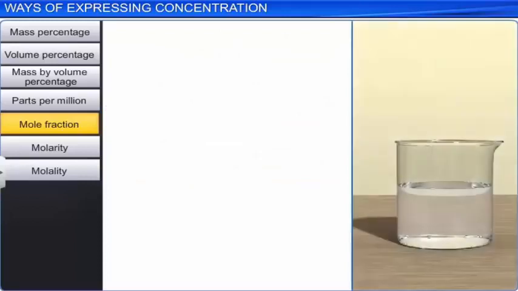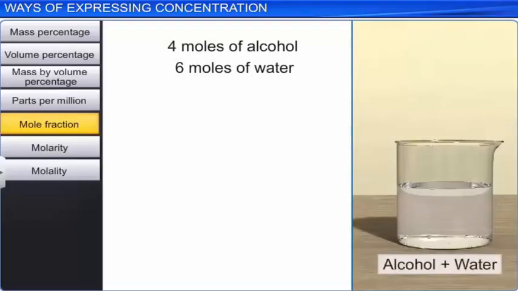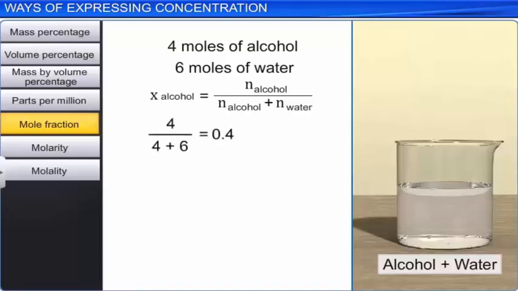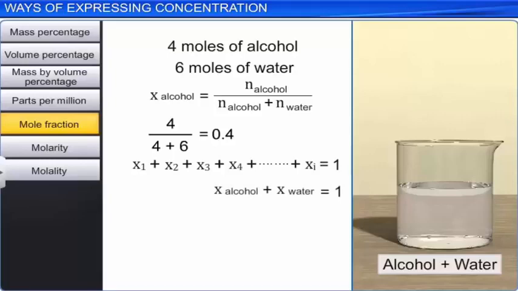For example, if a solution contains 4 moles of alcohol and 6 moles of water, then the mole fraction of alcohol can be calculated by substituting the values of the number of moles of alcohol and the number of moles of water in the formula. Thus, mole fraction of alcohol equals 4 divided by 4 plus 6, which is equal to 0.4. As the sum of the mole fractions of all the components of a solution is always equal to 1, the sum of the mole fraction of alcohol and the mole fraction of water is 1. Or, the mole fraction of water is 1 minus 0.4, or 0.6. Note here that mole fraction is a dimensionless quantity.